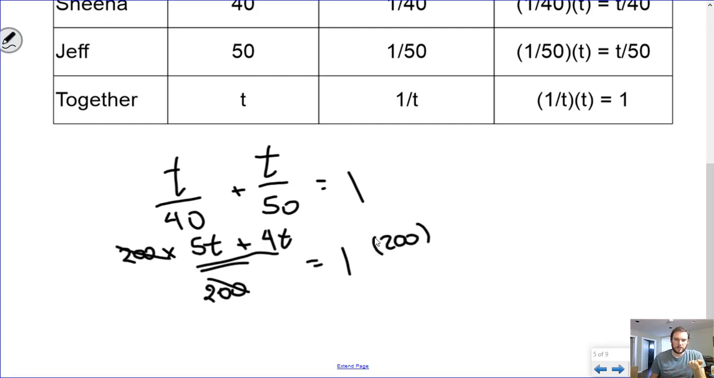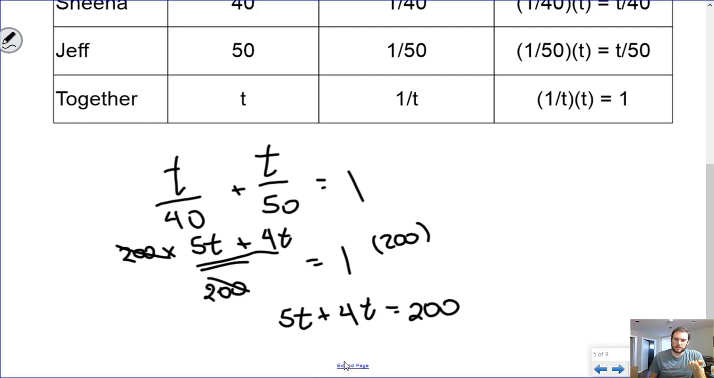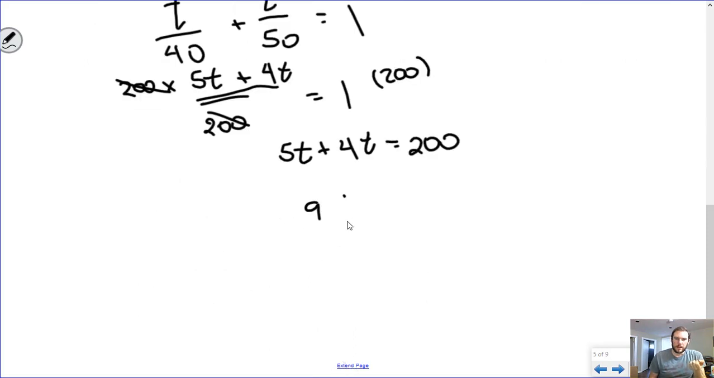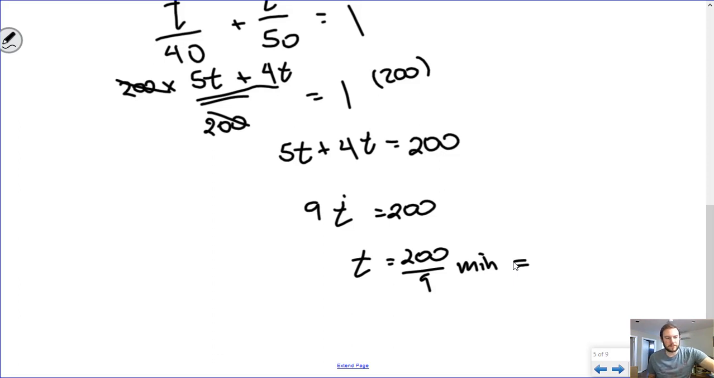And then over here, we'll get 200 times 1, which is 200. So 5t plus 4t equals 200. 9t is equal to 200, so then t is equal to 200 over 9 minutes. Or for those of you that are decimally inclined, 200 divided by 9 is 22.2 repeating minutes.